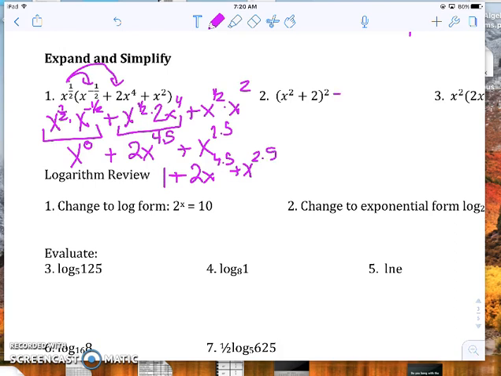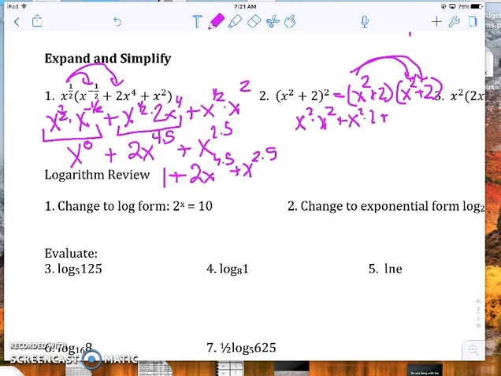Well, what does squared mean? We have to write it out twice. So x squared plus 2, x squared plus 2. And we have to distribute again. So x squared times x squared plus x squared times 2 plus 2 times x squared. 2 times 2 is 4. So that'd be x to the fourth plus 4x squared plus 4.